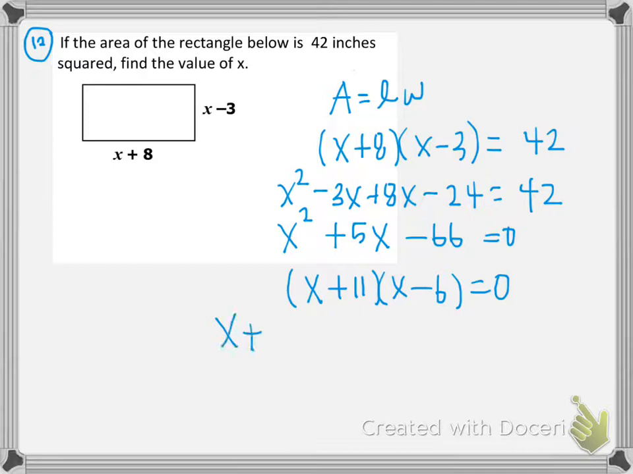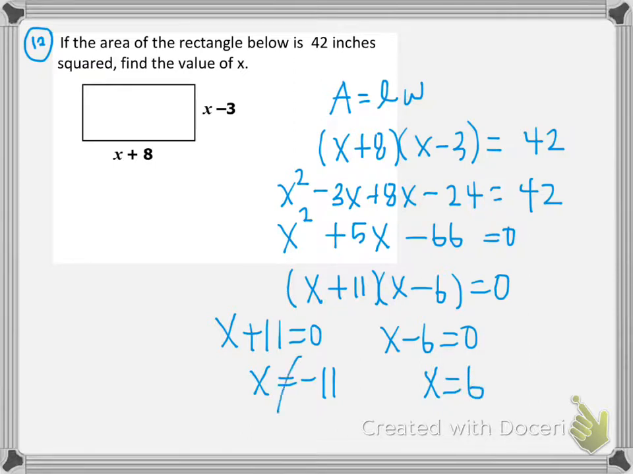Set both of those equal to 0. So x is going to be a negative 11 and x is going to be a positive 6. Well, our distances are not going to be negative, so x is going to be equal to 6 inches.